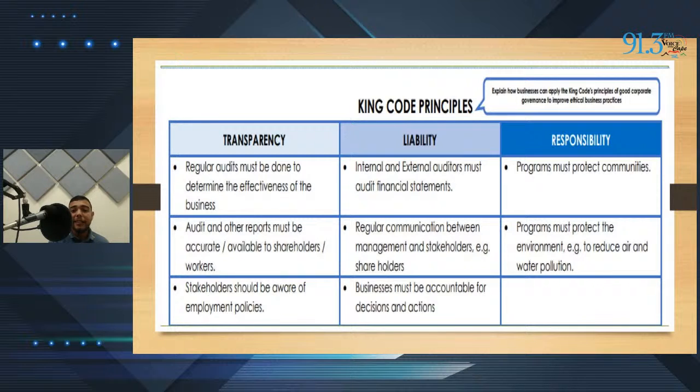Liability. Internal and external audits must audit financial statements. This you will also see plays a part in accounting as well. So, regular communications between management and stakeholders, for example, shareholders. Also, businesses must be accountable for their decisions and actions. Responsibility. Programs must protect communities. Programs must protect the environment, for example, to reduce air and water pollution.